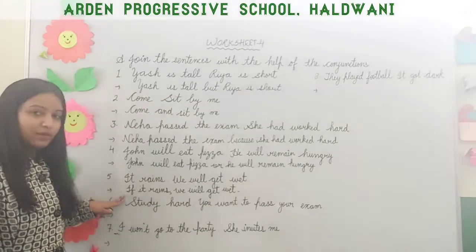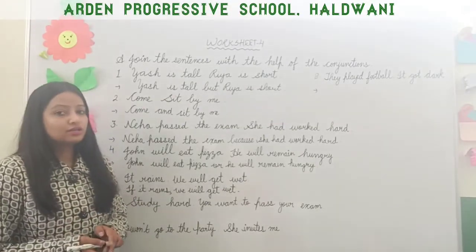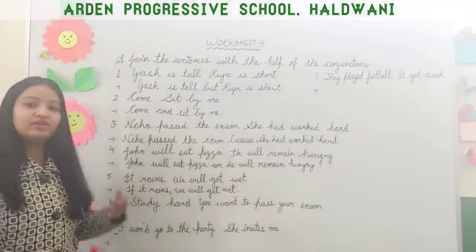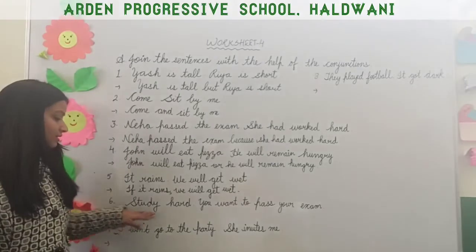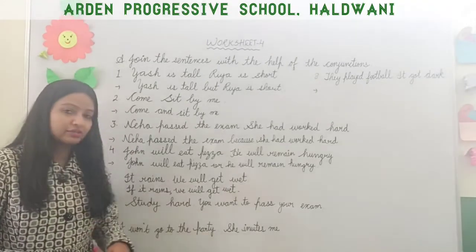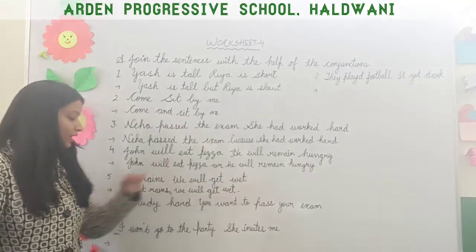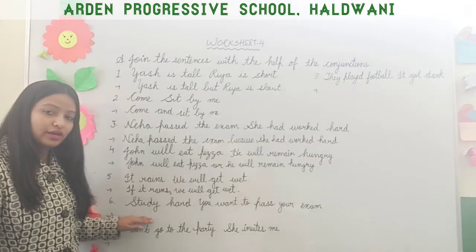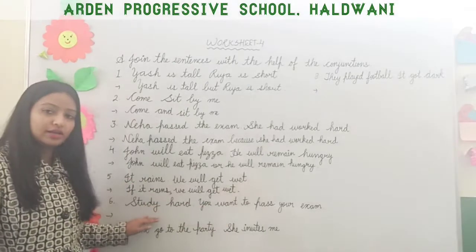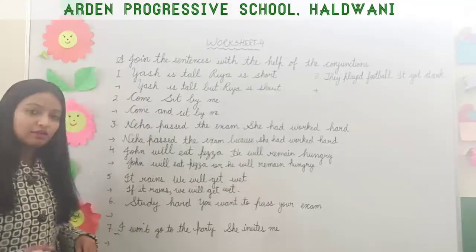So here we are applying condition. Condition means shart. What is the condition of getting wet? That is if it rains. Now next is: study hard, full stop. You want to pass your exam. So what is the condition to pass the exam? That is you are supposed to study hard. So what is the condition of passing the exam? It is to study hard. So whenever we are applying condition, then we use if.